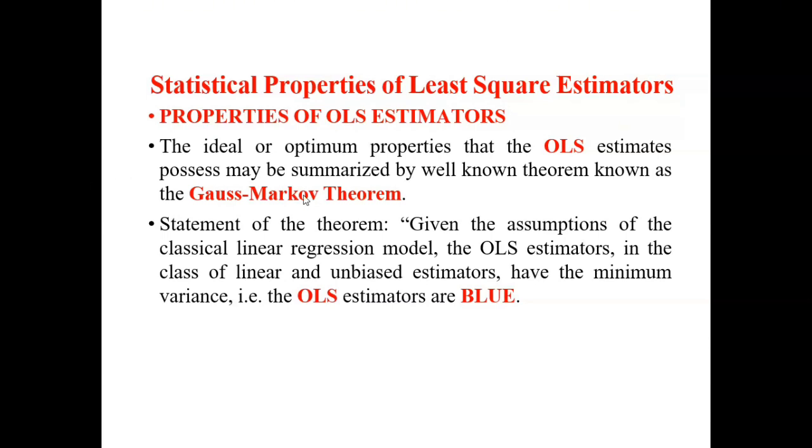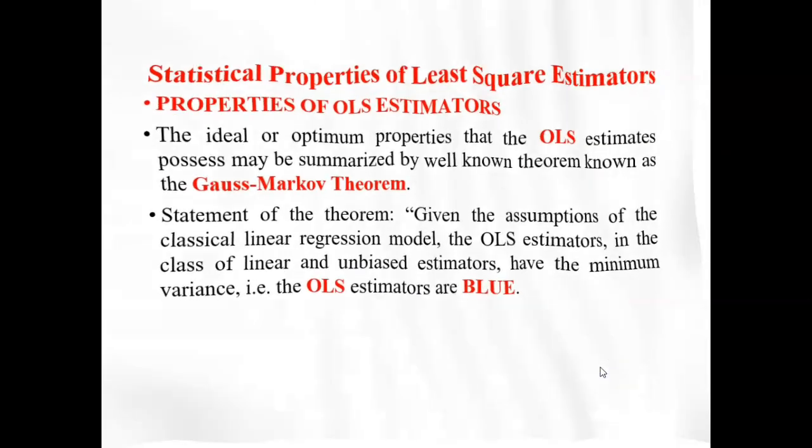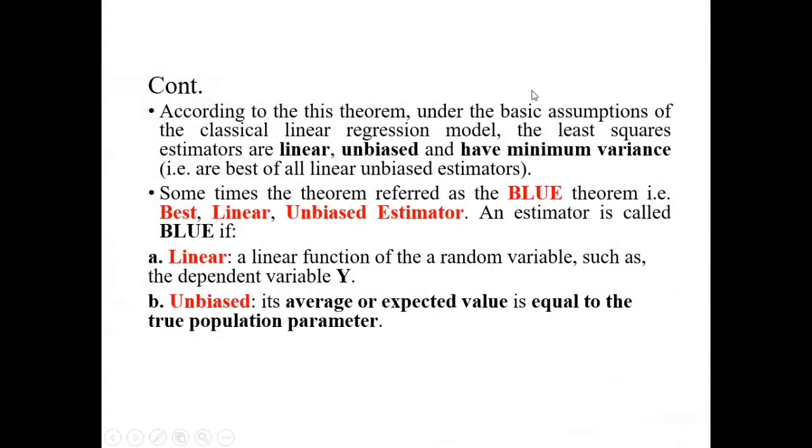So the statement of the theorem, given the assumptions of the classical linear regression model: the OLS estimators in the class of linear and unbiased estimators have a minimum variance. This was one statement of the Gauss-Markov theorem. Therefore, OLS estimators are BLUE, which shows that they have the minimum variance. So according to this theorem, under the basic assumptions of the classical linear regression model, the least square estimators are linear, unbiased, and have a minimum variance.